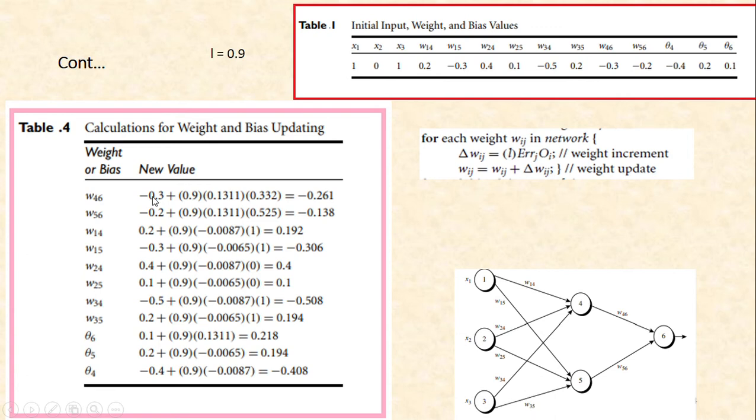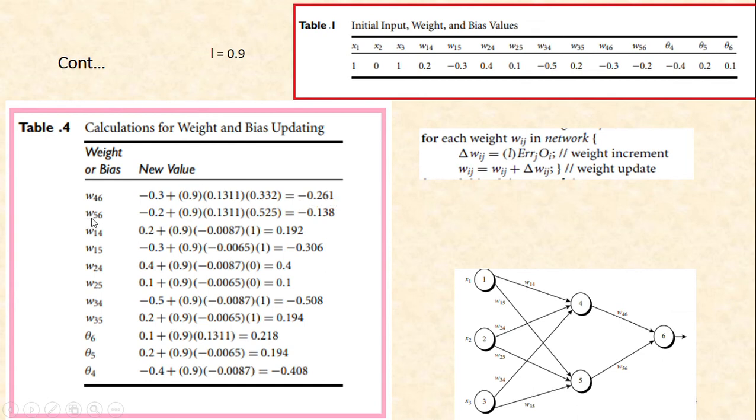So for W46, the original weight is given in the table as minus 0.3. That is minus 0.3 plus learning rate 0.9 into error j, which is calculated in the previous slide, 0.1311, into Oi. Oi is nothing but 0.332, which is calculated and shown in the previous tables. That is equal to minus 0.261.